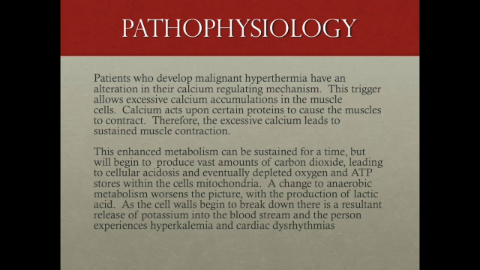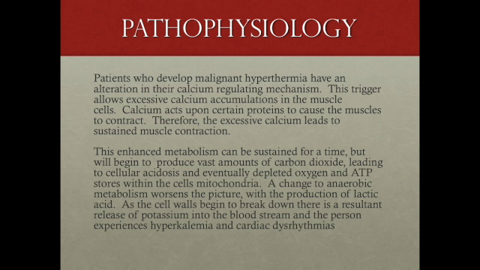understand that MH is typically an alteration in the calcium regulating mechanism. The trigger allows excessive calcium accumulation in the muscle cells, and in essence, calcium acts upon certain proteins that cause muscle to contract. Therefore, excessive calcium leads to sustained muscle contraction.